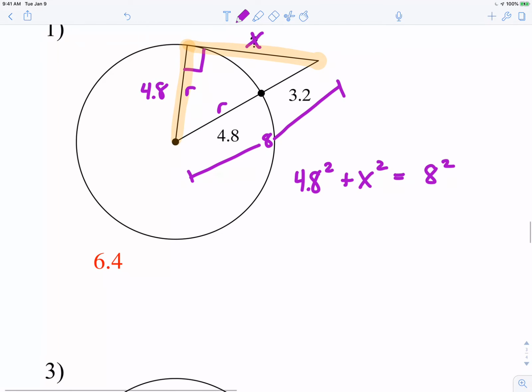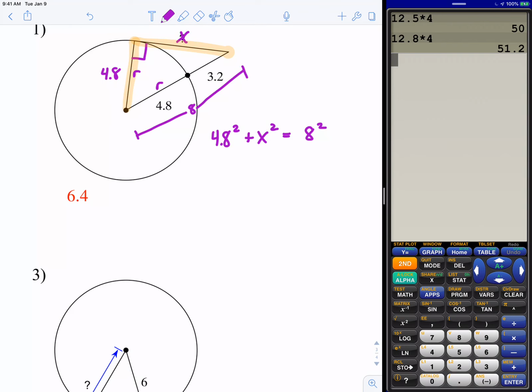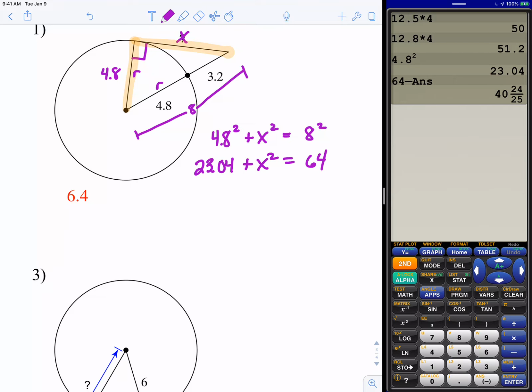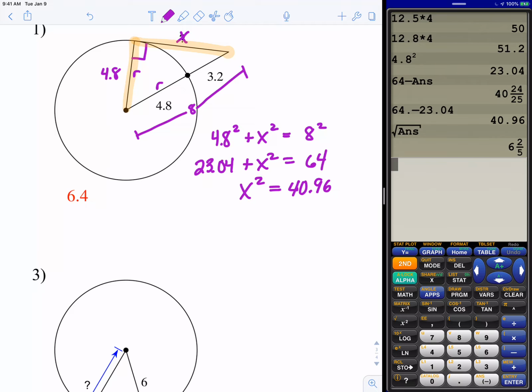Oh, that doesn't work. Oh, there it is. Okay. So we have 4.8 squared, and that gives us 23.04 plus x squared equals 64. So 64 minus 23.04, and that gives us x squared is 40.96. I'll take the square root of that, and x is 6.4.